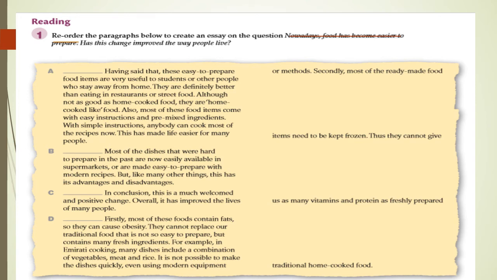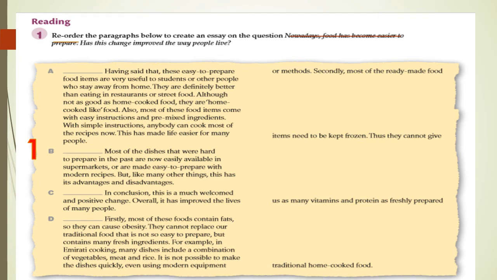So each paragraph here has a signaling language. It helps us to know where is number one, the introduction, where is the body, and where is the conclusion, the last paragraph. So where is number one? This is number one. Where is the signaling language here?